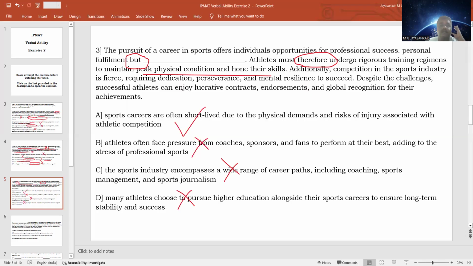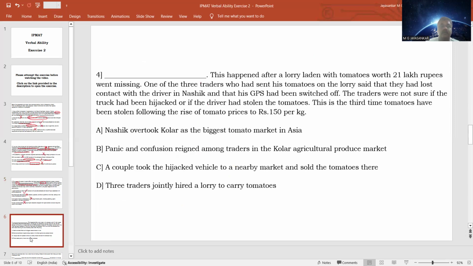So option A is very clearly the correct answer. This is a very simple question. Once you understand the logic, the answer becomes very evident. Go to the next question. Again, a very simple one.